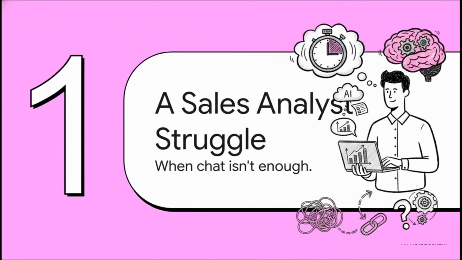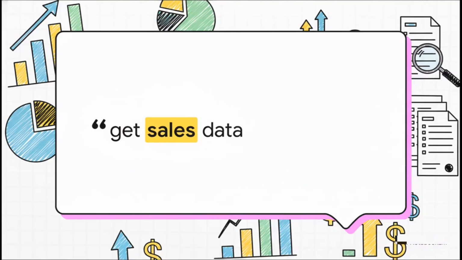Okay, to make this super clear, let's walk through a real-world example. I have a friend who's a sales analyst, and he was so excited to use AI to speed up his quarterly reports. He thought it'd be a total game changer. But, yeah, it didn't quite work out that way. So it all kicked off with a really simple prompt. Get sales data. Seems easy enough, right?